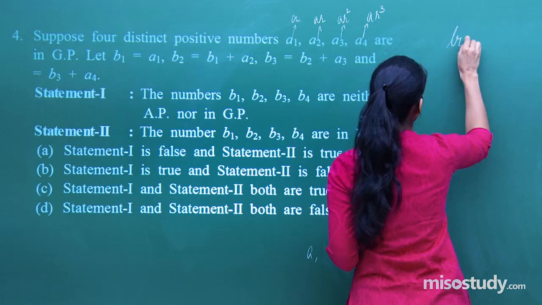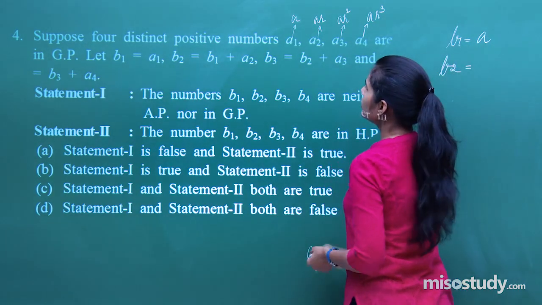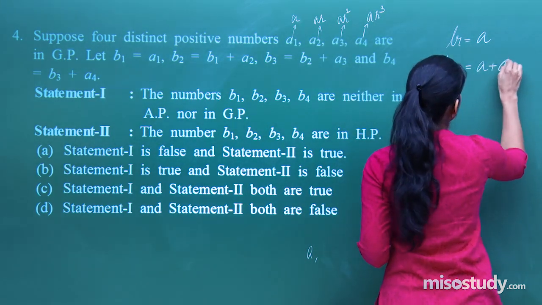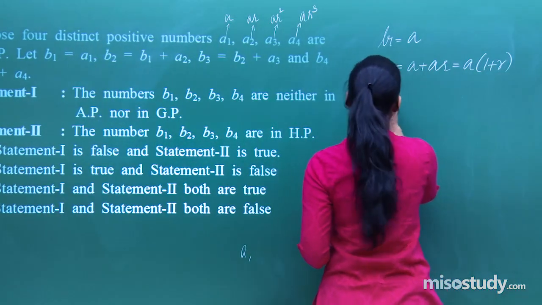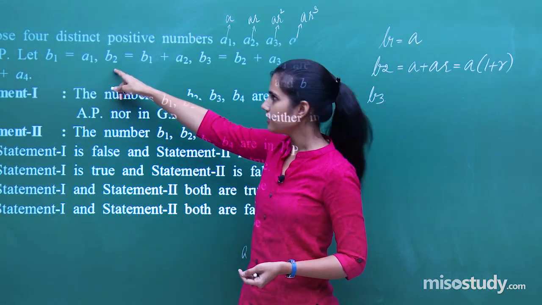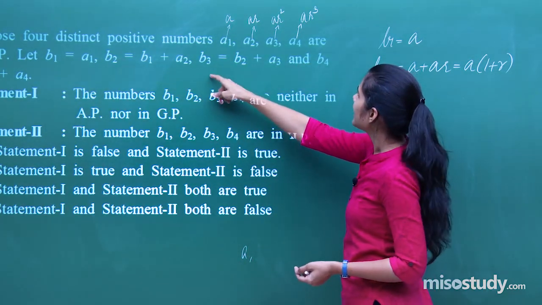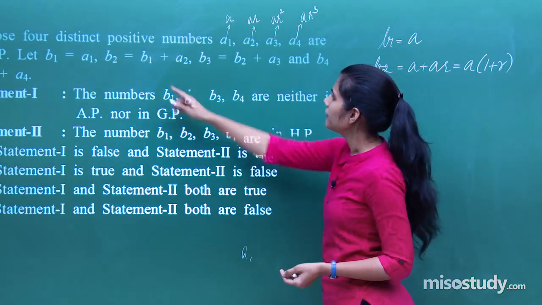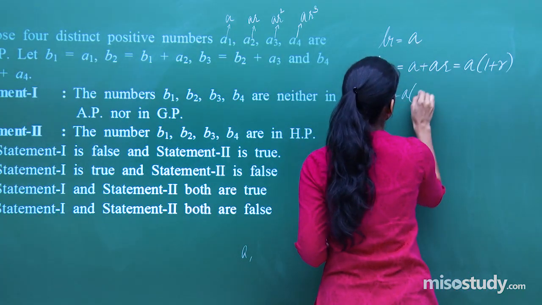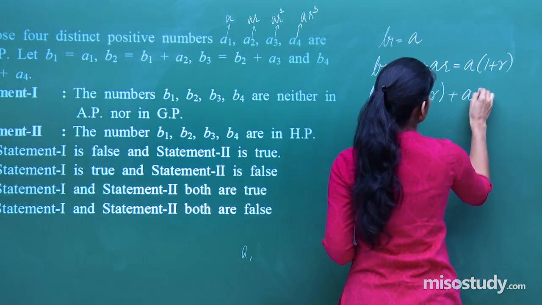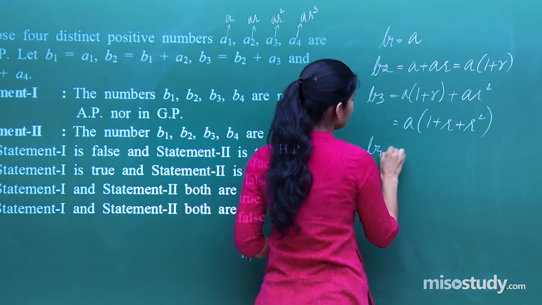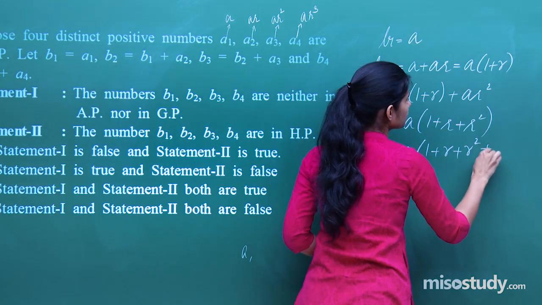b1 is a1, so b1 is a. b2 is b1 plus a2. b1 is a and a2 is ar, so a plus ar, which is a(1 plus r). b3 is b2 plus a3, that means a(1 plus r) plus ar square, which means a common (1 plus r plus r square), and similarly you get b4 as a common (1 plus r plus r square plus r cube).